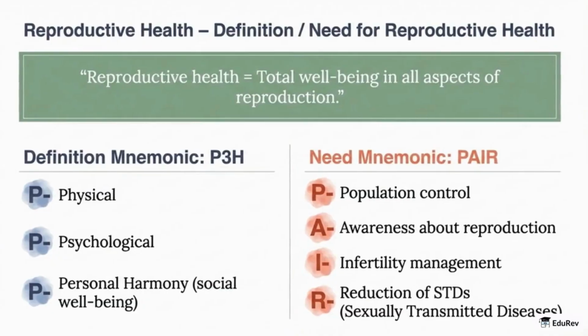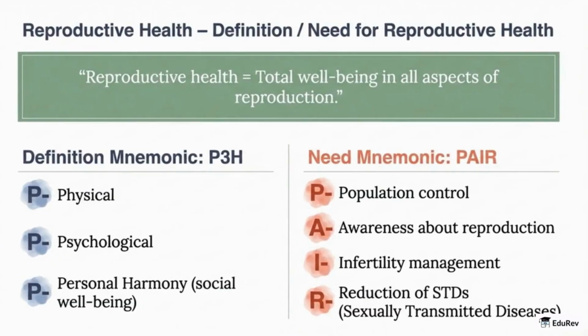Reproductive health is best understood as total well being in all aspects of reproduction: physical, psychological, and social. Use the mnemonic P3H to remember the definition: physical, psychological, and personal harmony. For why it's needed, think PAIR: population control, awareness about reproduction, infertility management, and reduction of sexually transmitted infections. These are the core goals we work toward.